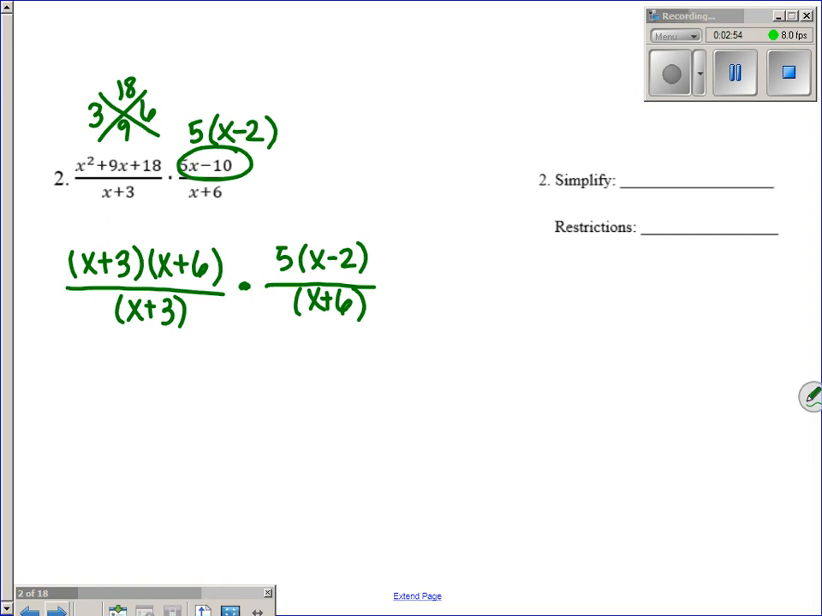So remember when we talked about multiplying across, I'm not going to make you rewrite all this out, so just pretend that that bar is closed, and we can cross out our x plus 6's and our x plus 3's. So really all we're left with is this 5 times x minus 2. Now if you did multiply that back out and got 5x minus 10, that's fine too.